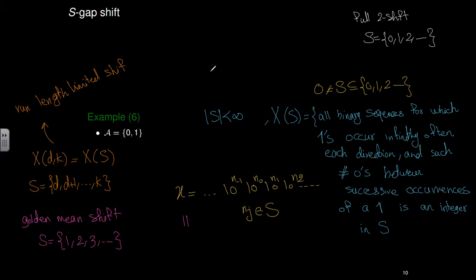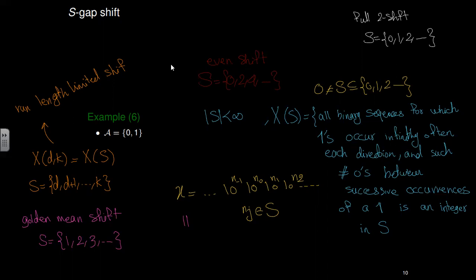We can say that also even shift. We can also discuss the even shift. If you consider that as 0, 2, 4, and so on, the number of 0s between two successive 1s should be an even number.